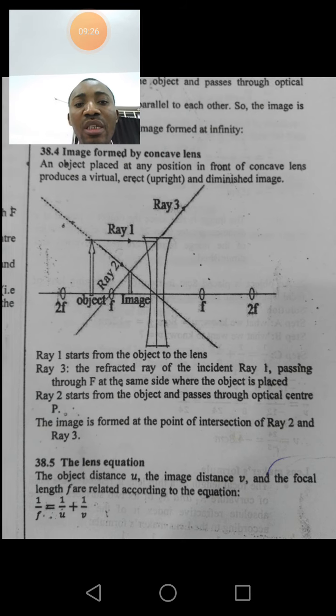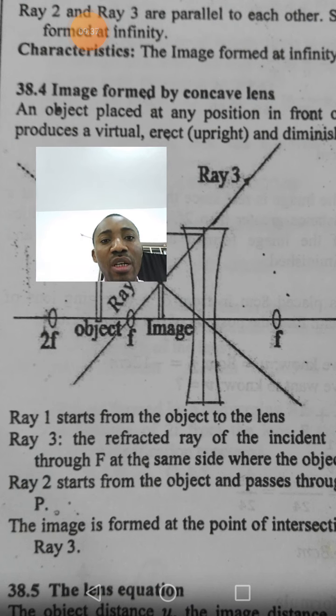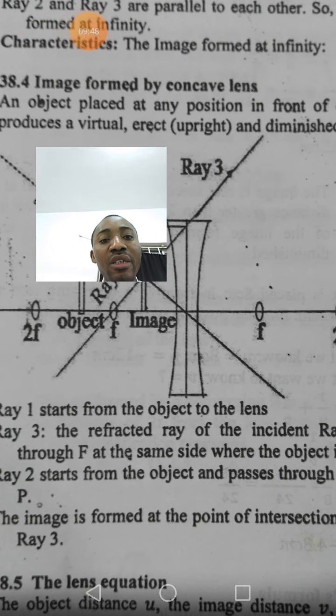Now the other type of lens is the concave lens. Now with this concave lens, it does not matter where you place the object. An object placed at any position in front of a concave lens produces a virtual, erect and diminished image. It doesn't matter where the object is placed.